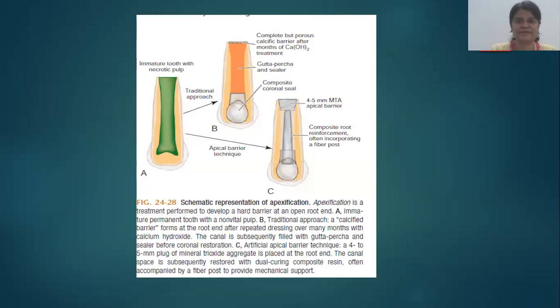So here is a schematic representation of an immature tooth where the pulp has become necrotic. Then cleaning and shaping is achieved. Then a calcific barrier, but a porous calcific barrier, is achieved after placement of calcium hydroxide in between the treatment. Then a composite restoration is given. This first one is using calcium hydroxide, and the second technique is the apical barrier technique using MTA, where MTA is directly placed at the apex to achieve an artificial apical barrier, and restoration is continued based on the requirement of the tooth.